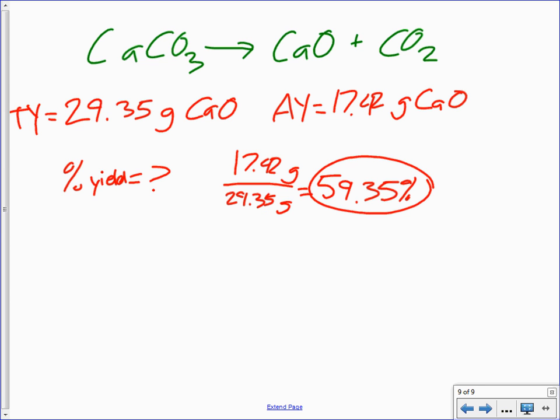That's what we got. So that's it for percent yield. Just keep that in mind, that in the real world, you're not going to get your theoretical yield. You want to be as close to it as you can by avoiding different types of error, but you're not going to be perfect. Alright, so that's it for the stoichiometry unit.